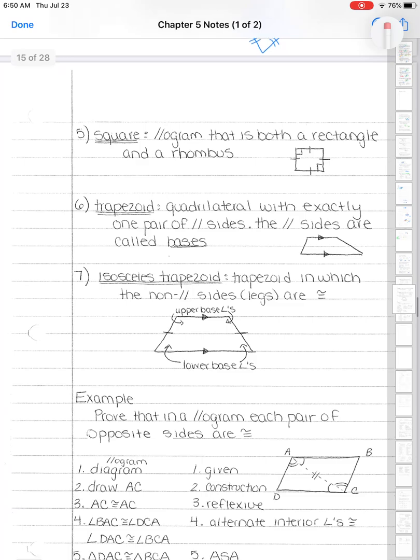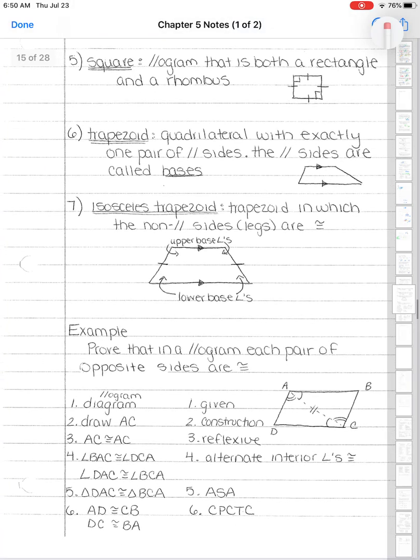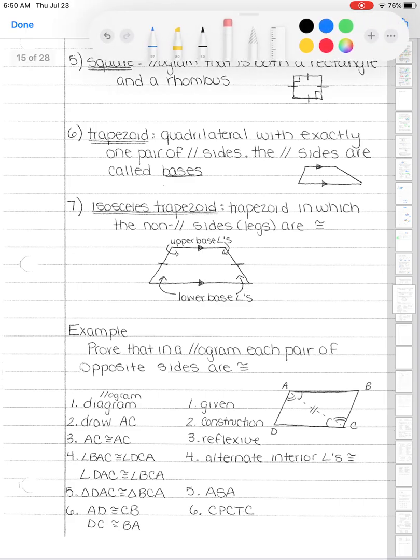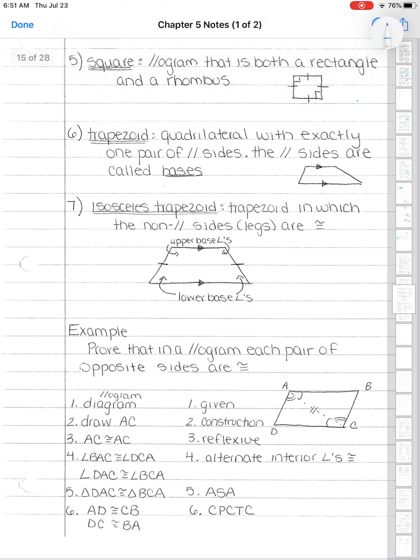A kite is a quadrilateral in which two pairs of consecutive sides are congruent. So whether it looks like that, or it could potentially look like this, either left or right, up or down, either one, but you have two sets of sides that are consecutive. They need to be next to each other, and those are the ones that are congruent to each other.